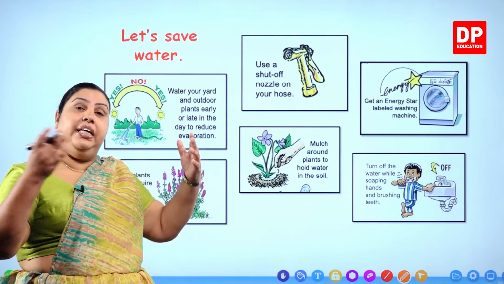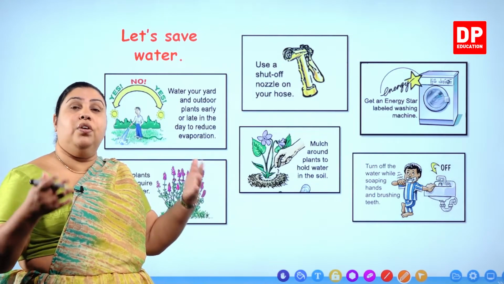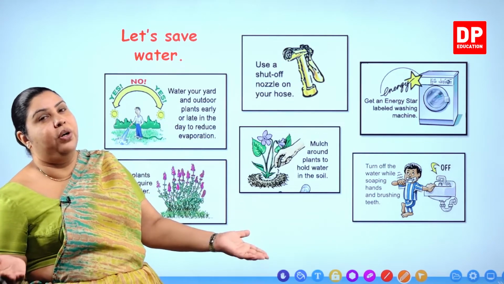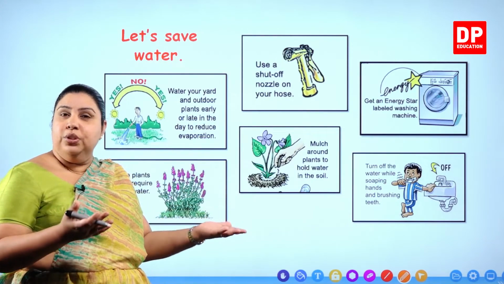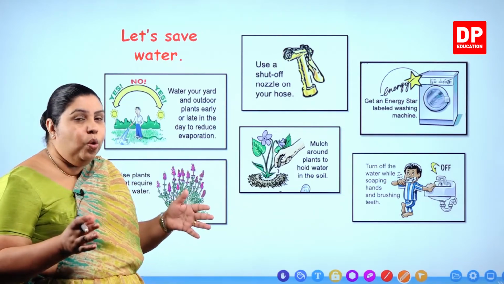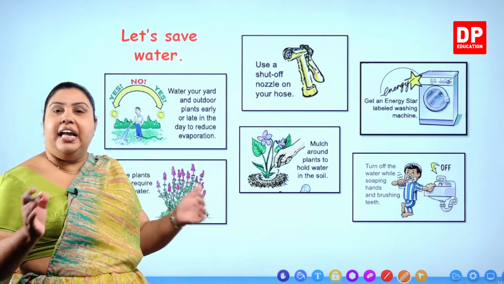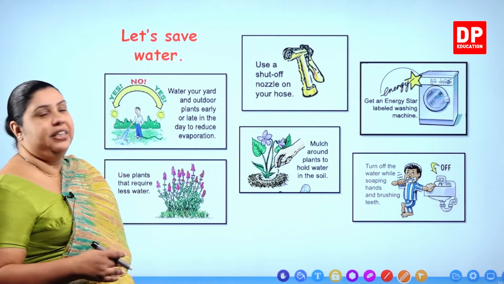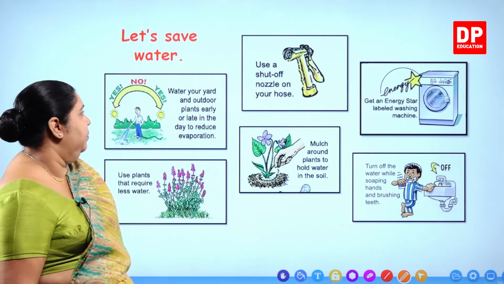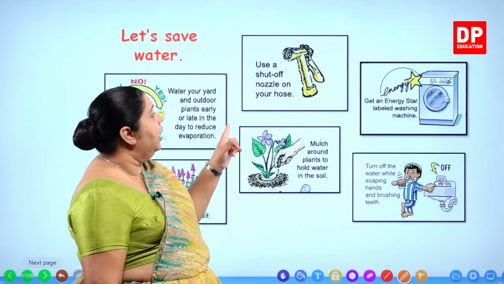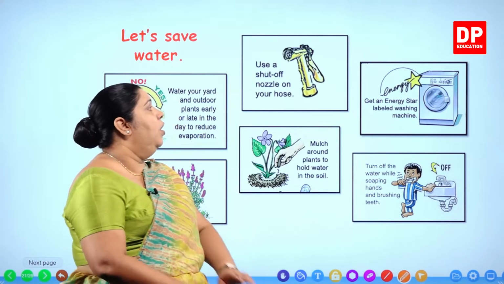Because there are big huge trees which need a lot of water, we can find them even in the forest and in the woods. But in our home, to save water, we can go for plants which need only a little bit of water. Then use a shut off nozzle on your hose.